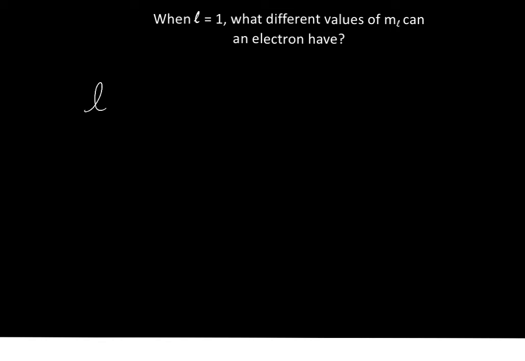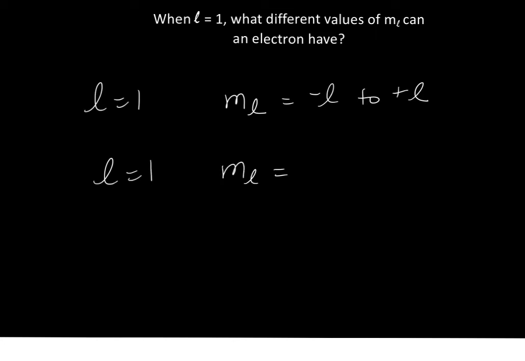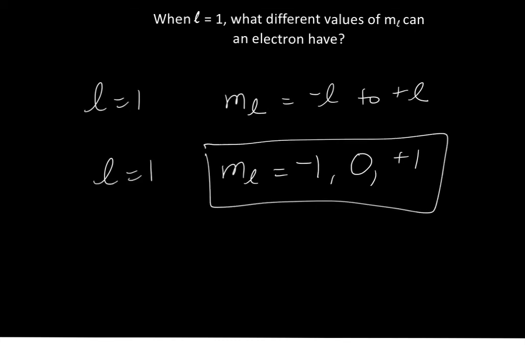Okay, so if L is equal to 1, we know m sub L goes from negative L to positive L. So if L is equal to 1, m sub L is equal to negative 1, then we go to 0, and then we go to positive 1. And so this would be the answer. If L equals 1, m sub L equals minus 1, 0, and positive 1.